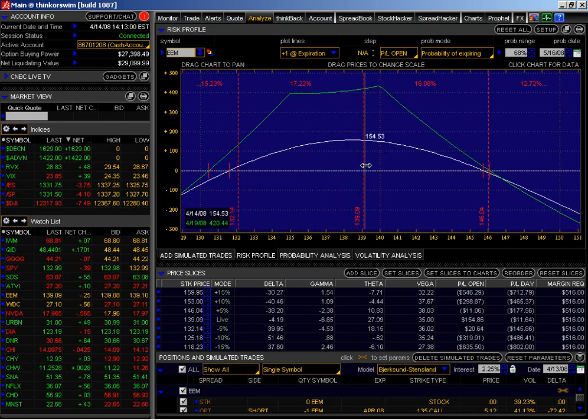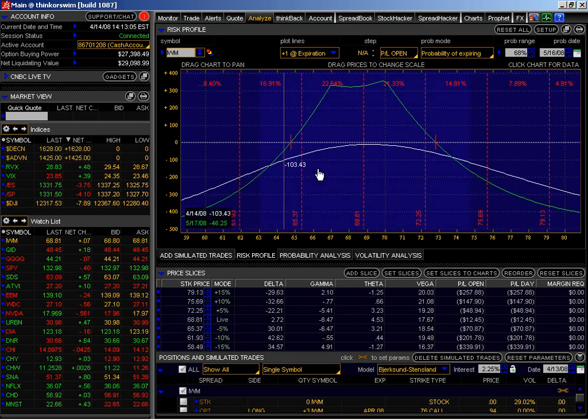So that's what eventually our position in the IWM is going to look like. That white line is going to continue to increase as long as we don't have to adjust it. And then we're in good shape.